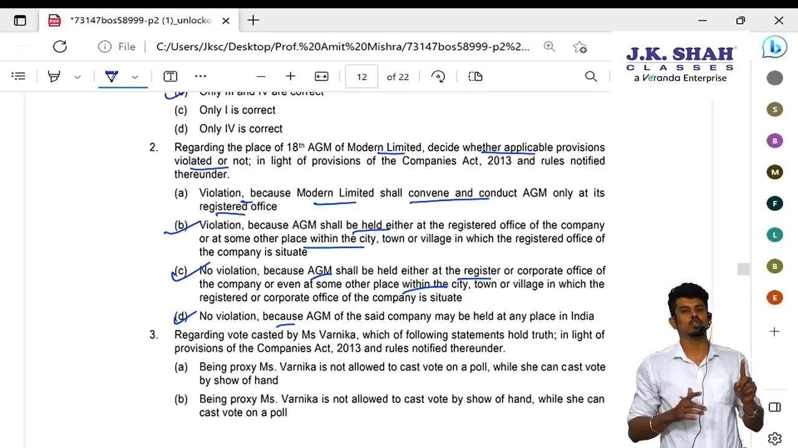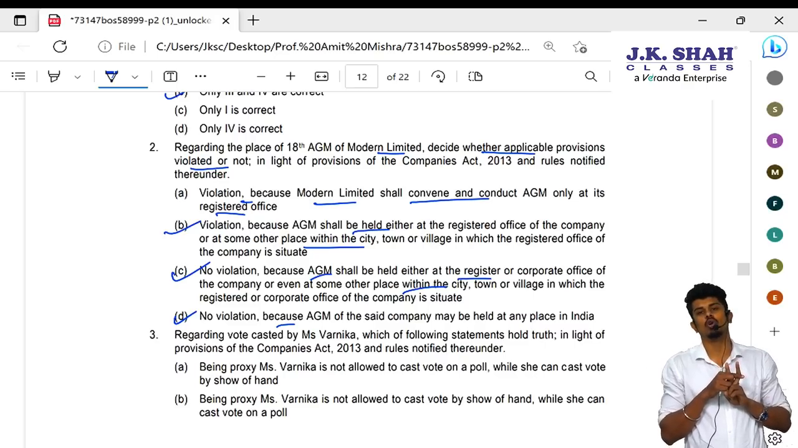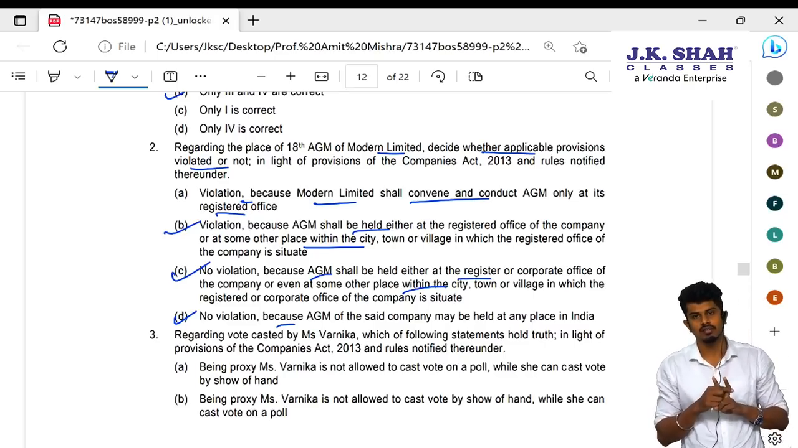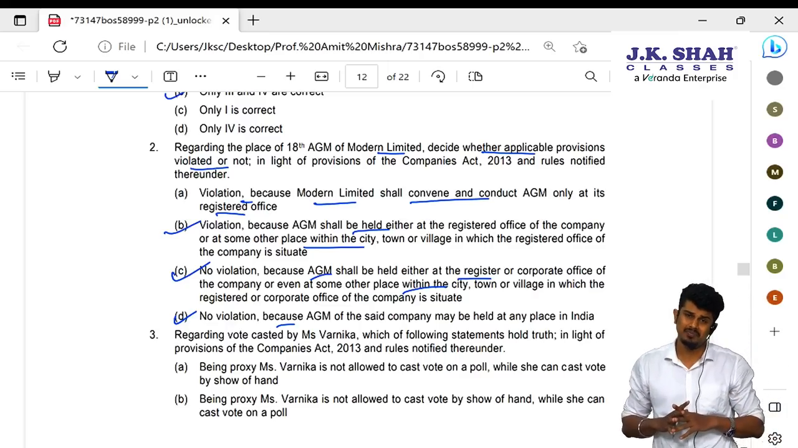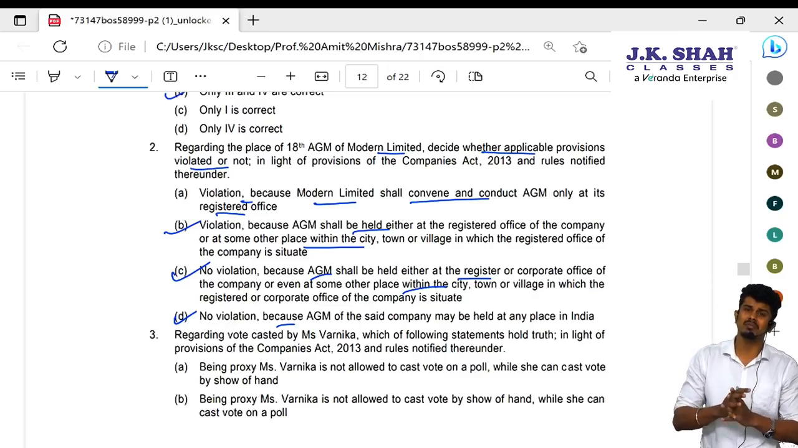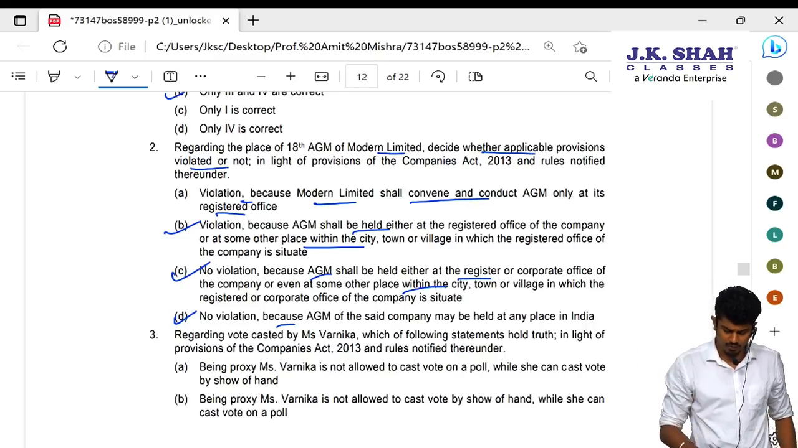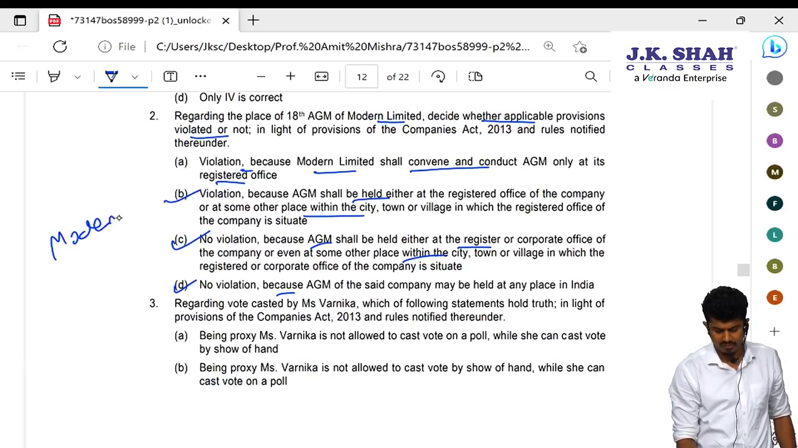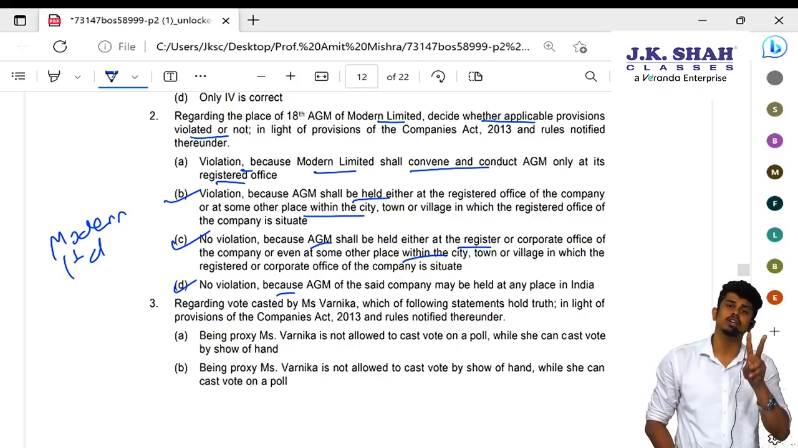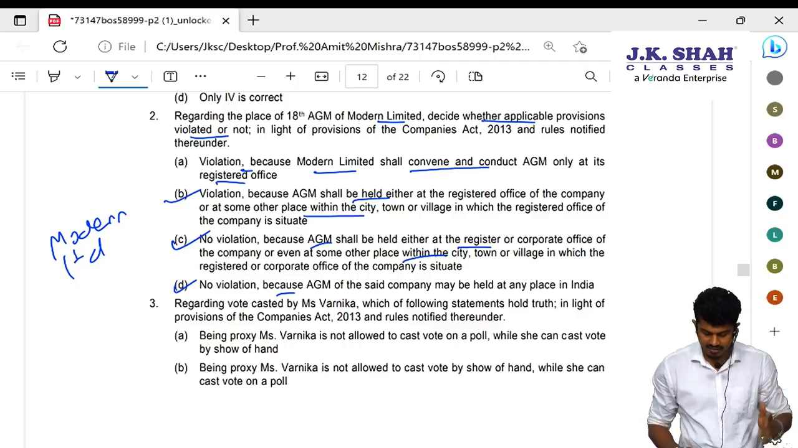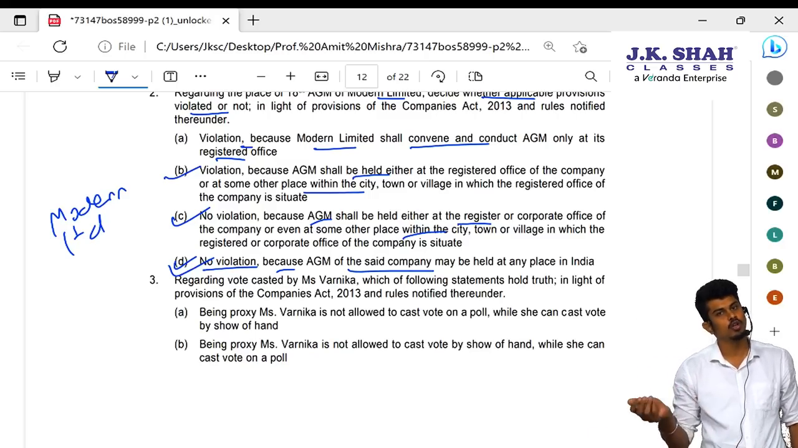Listen to this. Place of AGM. First of all, AGM should be held in the registered office of the company or within the same city, town or village. But if a company is an unlisted company, then they may hold AGM at any place within India. Now, in the given question, Modern Limited is not a listed company because nowhere is it specified that it is listed. Therefore, Modern Limited can hold AGM at its registered office, same city, town or village, or at any place in India. So there is no violation. D option is correct.